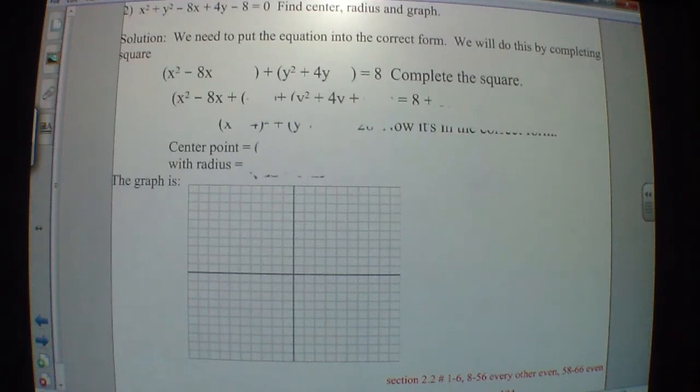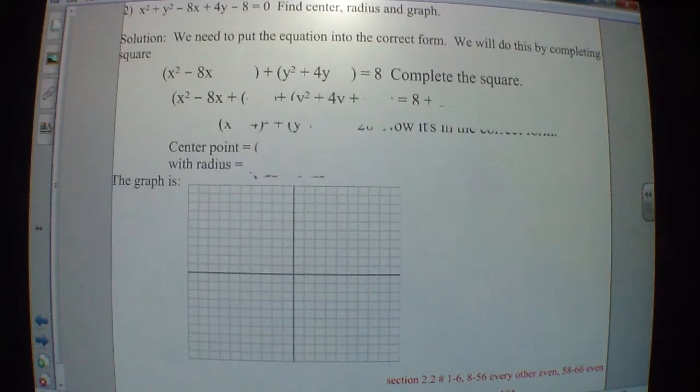Find the center, radius, and graph x squared plus y squared minus 8x plus 4y minus 8 is equal to 0. Well, it's not in the format that we learned. We learned about a format that was (x minus h) squared plus (y minus k) squared is equal to r squared. It doesn't look like that. That has x squareds and x's in there. So the first thing you want to do is put it in that format. So you want to complete the square.